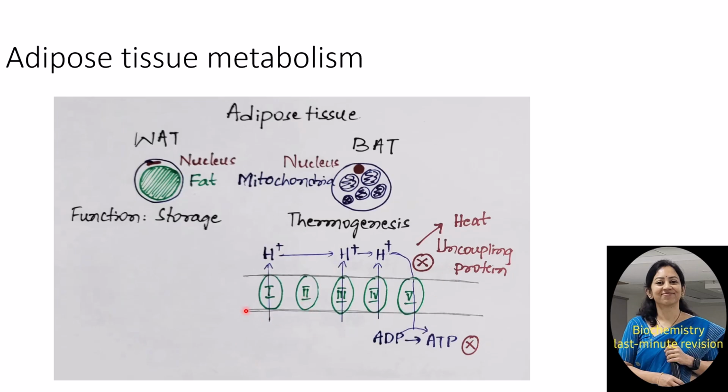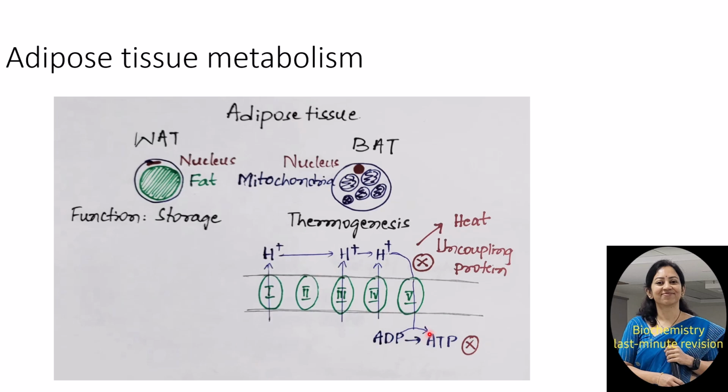This is the electron transport chain, which has 5 different complexes: complex 1, 2, 3, 4 and 5. Hydrogen ions are pumped out of complex 1, complex 3 and complex 5, and the hydrogen ions enter through complex 5, and this causes phosphorylation of ADP to ATP.